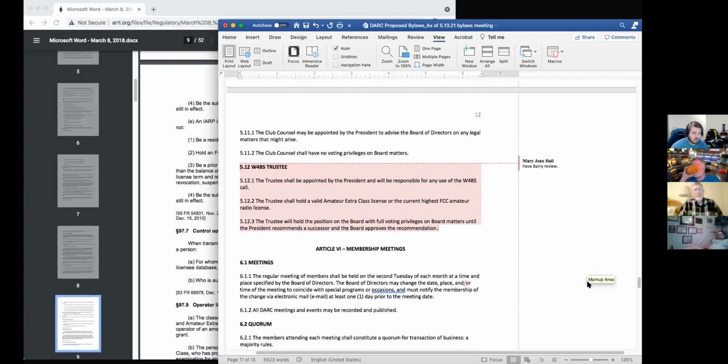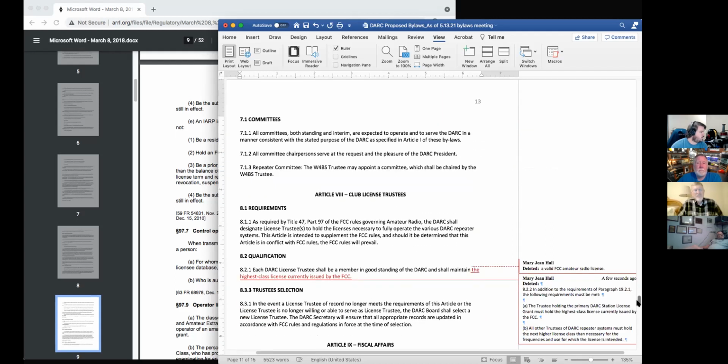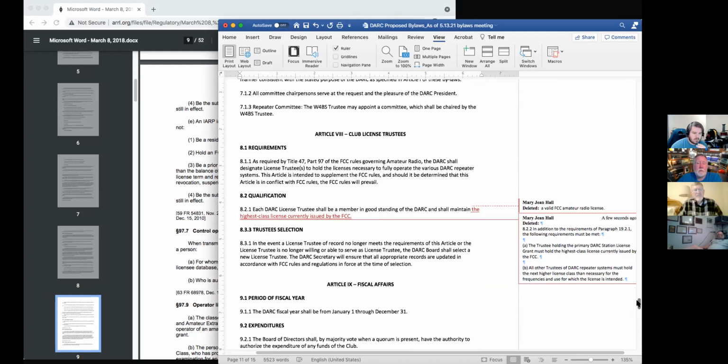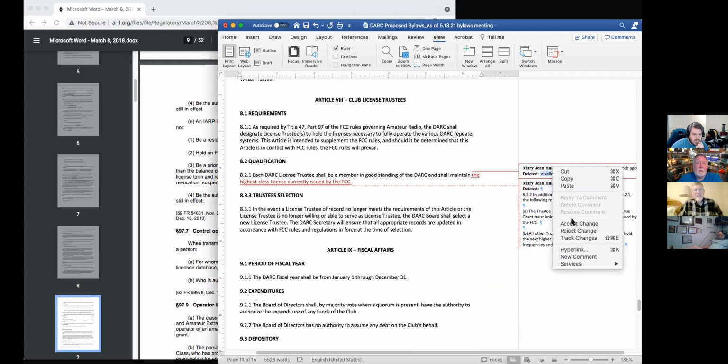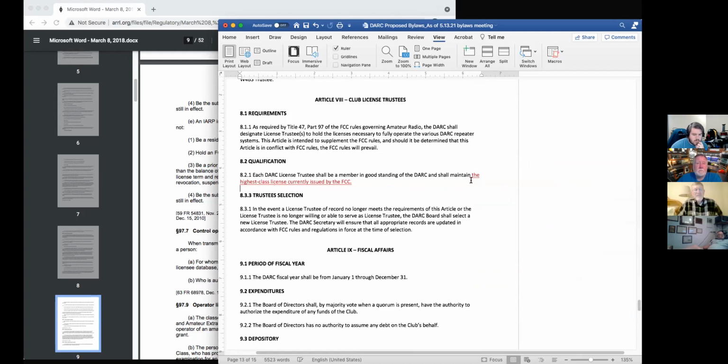So do we want to re-add it under Article 7 or 8? No, I don't think we need to. Okay. All right, so 8.2.1, each DARC licensed trustee shall be a member in good standing of the DARC and shall maintain the highest class license currently issued by the FCC.